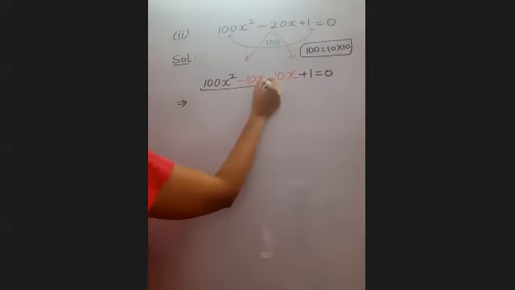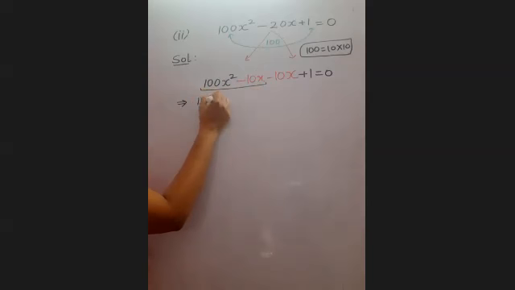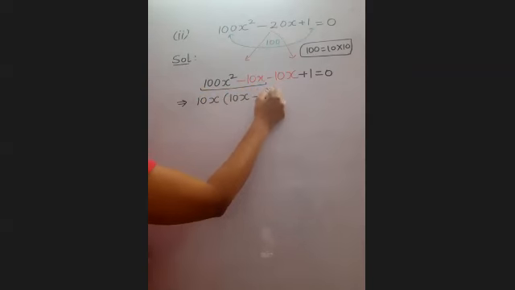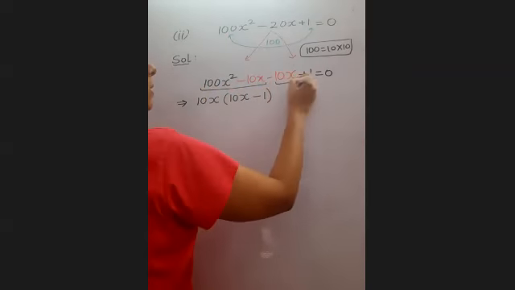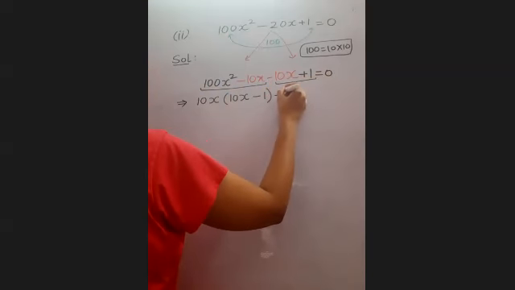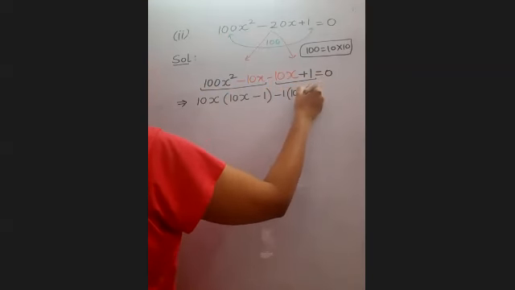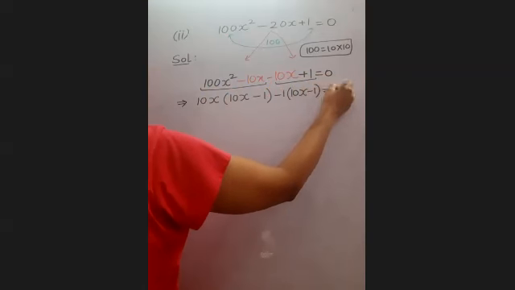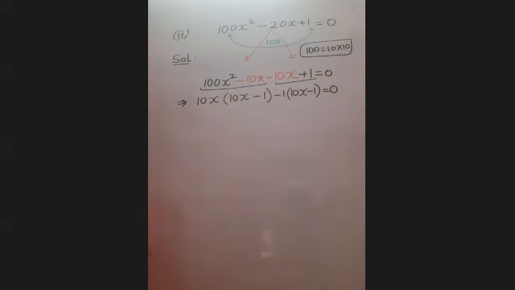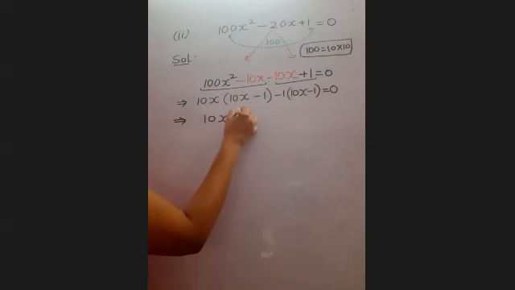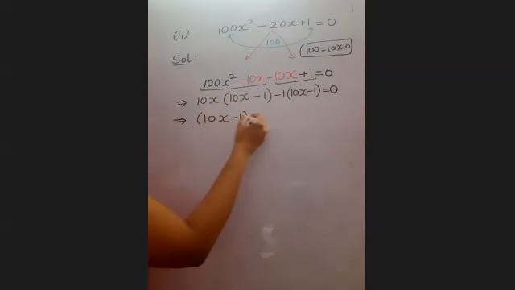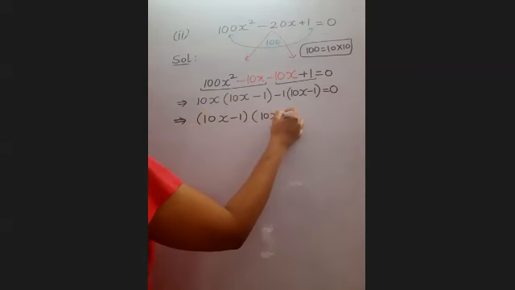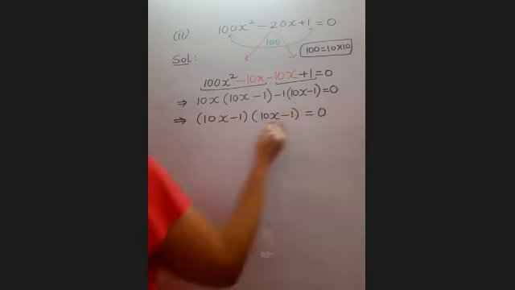Now, what is common? Ma'am, 10x. 10x, and 10x plus 1. And what is common here? Ma'am, 1. So 10x plus 1. What is this equal to? Ma'am, 10x plus 1 into 10x plus 1 equals 0. Ma'am, identical roots, repeated roots.